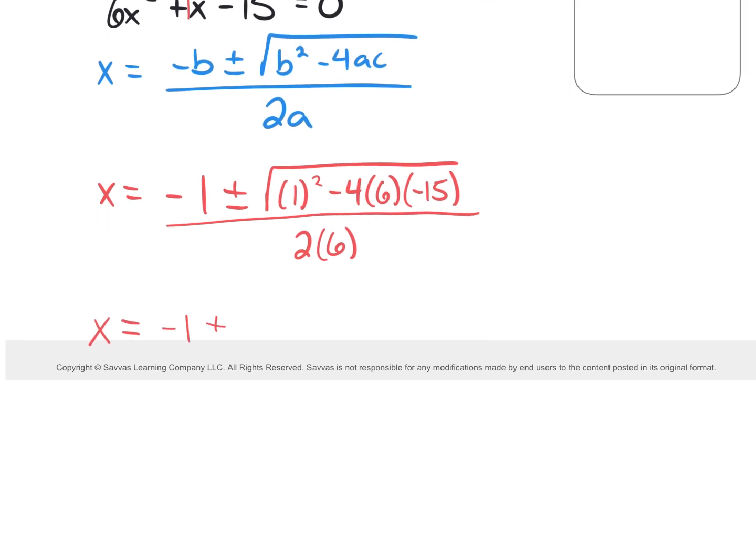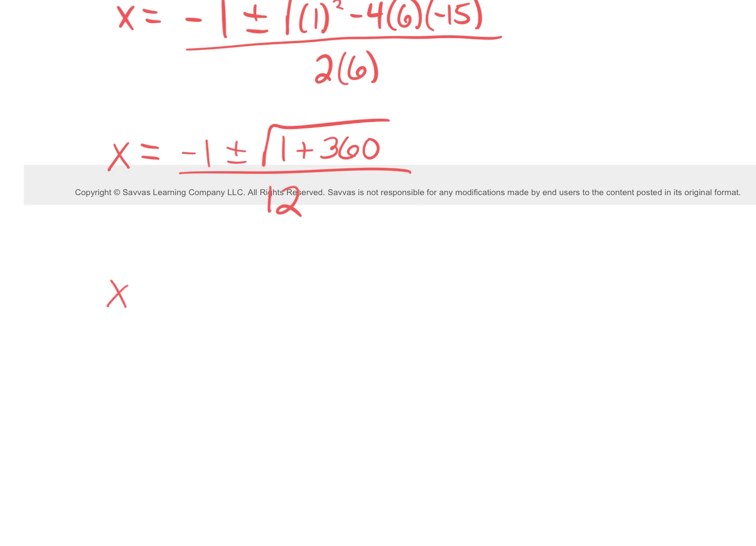What do I do from here? Square root. Negative 1 plus or minus, what's 1 squared? 1. Biggest thing you need to watch out for here: be careful of the positive and negatives. I have 2 negatives, so that's going to turn into a positive, and I believe this gets us 360. It does. And then divided by 2 times 6? 12. So we have x equals negative 1 plus or minus the square root of 361, divided by 12.